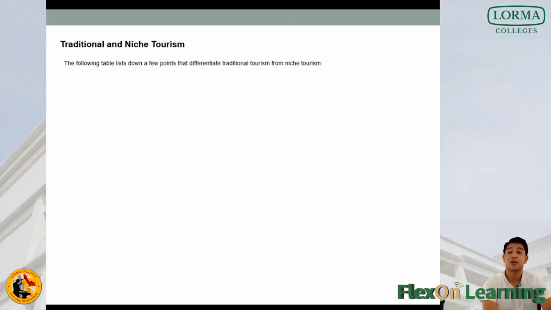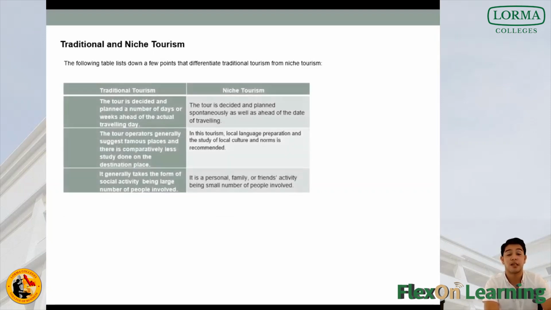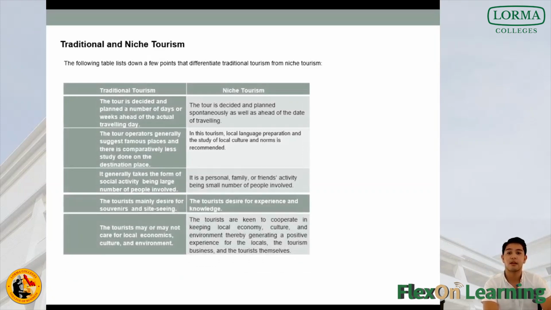Traditional and niche tourism. The following table lists down a few points that differentiate traditional tourism from niche tourism. First, let's compare the traditional to niche. In traditional tourism, the tour is decided and planned a number of days or weeks ahead of the actual traveling day. While in niche tourism, the tour is decided and planned spontaneously as well as ahead of the date of traveling.